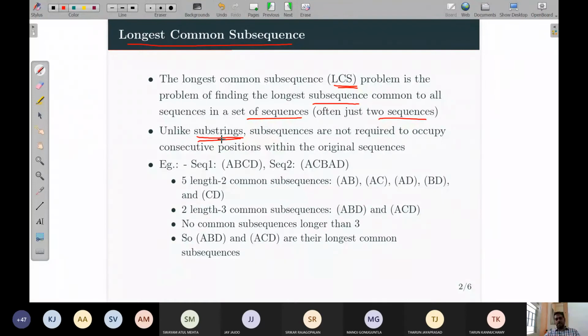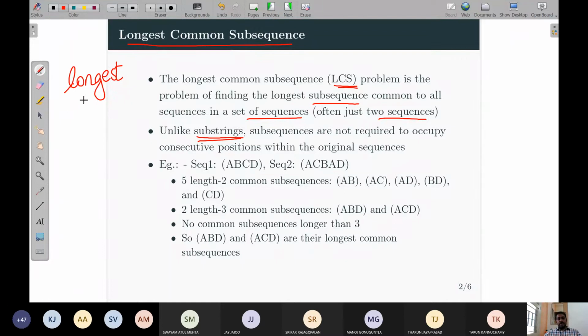What is a substring? In a substring, all the characters are continuous. In a subsequence, they are not continuous, but they should keep the relative positioning. They should come in succession, one after the other. That relative order should be maintained, but the characters need not be successive. They can be in any location.